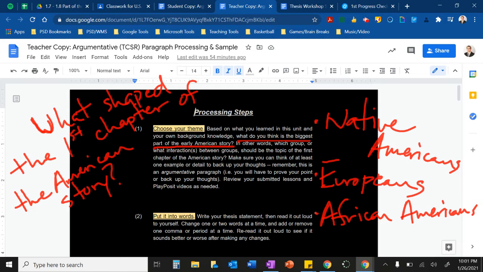If you don't like it, you can always come back and change your mind, change your thesis statement, change what your paragraph is going to be about. But think about it for a second. Which of these groups is important to our early American history, or what interactions between these groups is important to American history? Then start there and then go forward from there.